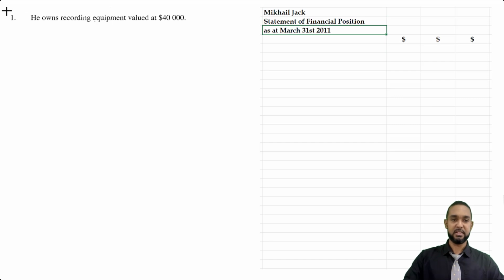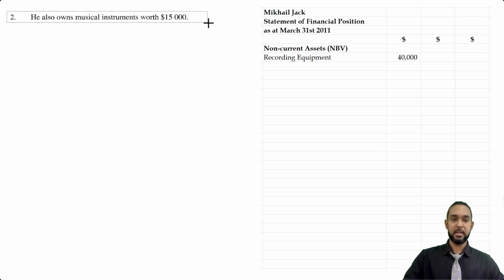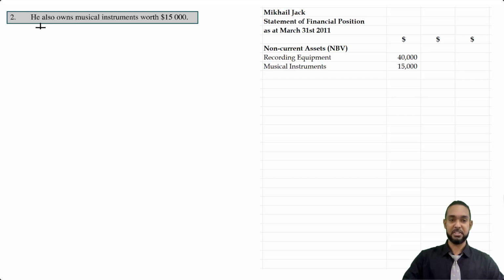Okay, so the first item they're showing is item 1. He owns recording equipment valued at $40,000. Don't forget, Michael Jack is a music artist. So recording equipment will be part of his non-current asset section. So we'll put that recording equipment $40,000. The next item he has is he also owns musical instruments worth $15,000. Now, I don't know about you, but musical instruments usually last longer than 1 year unless you're doing real craziness with them. So we're going to put that under non-current assets as well.